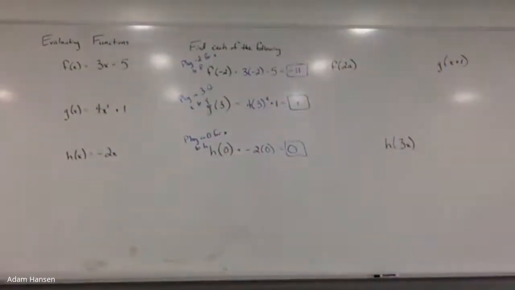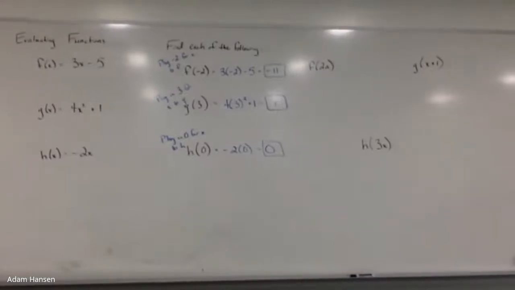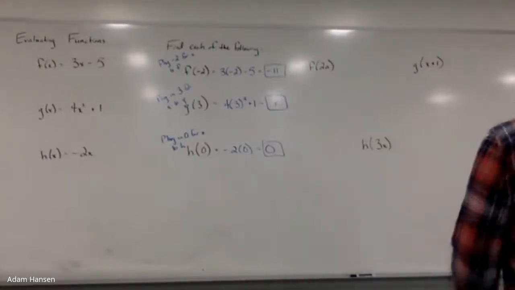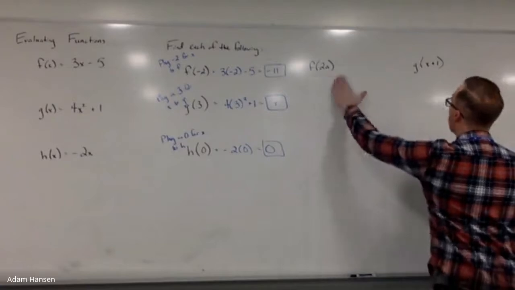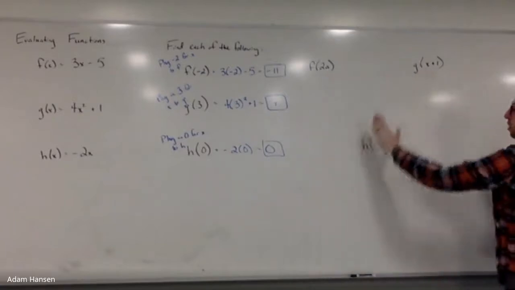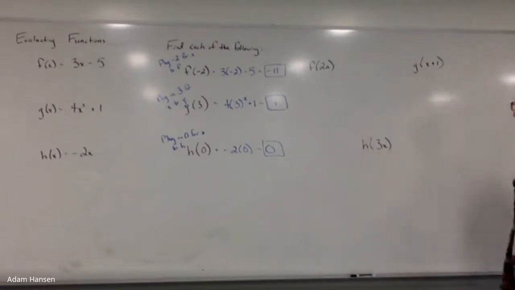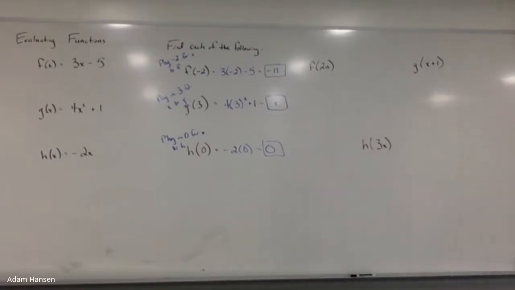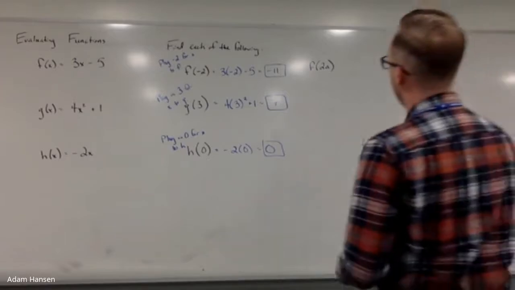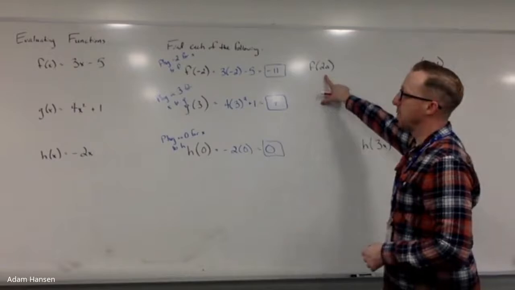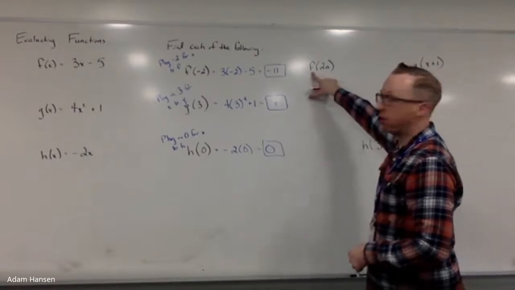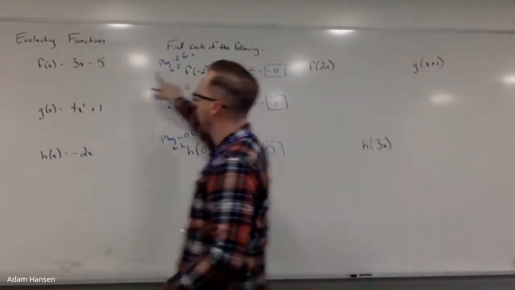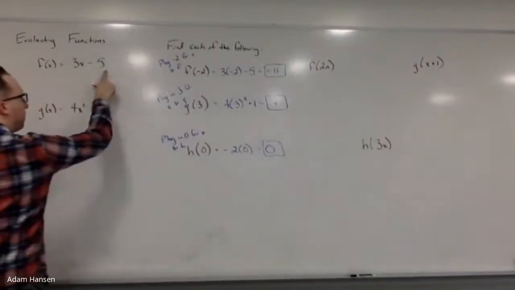Now we're going to have some different evaluations to do. F of 2a, g of x plus 1, and h of 3x. We're going to substitute an expression instead of a number into our given functions. This notation means the same thing. We're working with function f, so we use 3x minus 5.